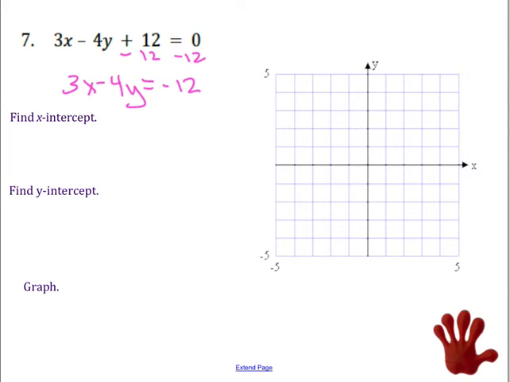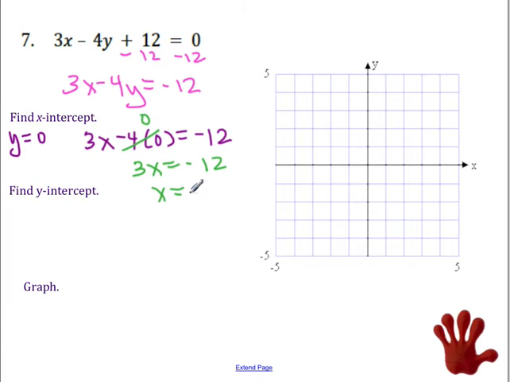Okay, we're finding our x-intercept. How do I always find x-intercept? Well, that is when y is equal to 0. So we're going to plug in 0 for y. So we have 3x minus 4 times 0 equals negative 12. 4 times 0 is 0. So I have 3x equals negative 12. So x is equal to negative 4 when I divide both sides by 3. So my x-intercept is the ordered pair, negative 4, 0. I can graph that on here. X-intercept, negative 4, 1, 2, 3, 4, 0.